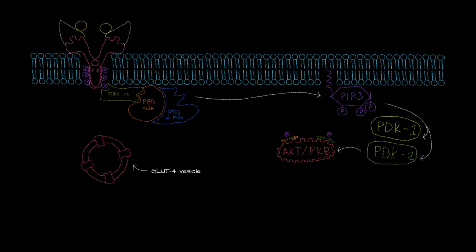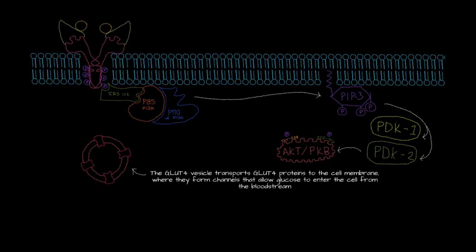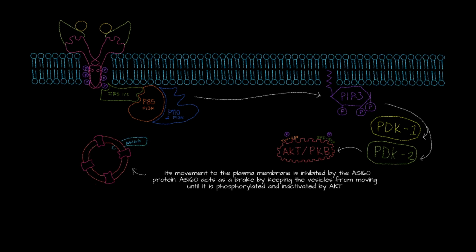This is the GLUT4 vesicle. This vesicle transports GLUT4 proteins to the cell membrane, where they form channels and allow the glucose to enter the cell from the bloodstream. Its movement to the plasma membrane is inhibited by the AS160 protein. The AS160 protein acts as a brake by keeping the vesicles from moving until it is phosphorylated and inactivated by AKT.